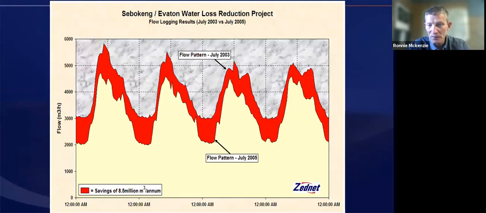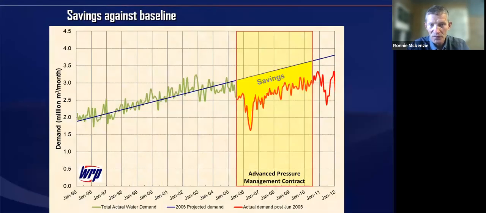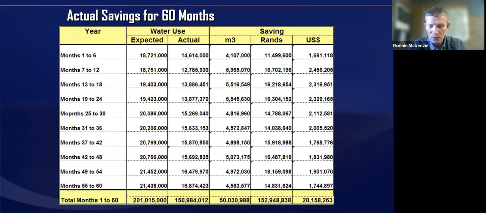Results, we were saving about 9 million cubes per annum, which is quite a lot of water. Those are the savings. It was a performance-based contract over a 5-year period, and it worked quite well.